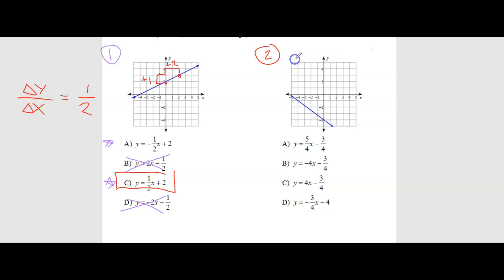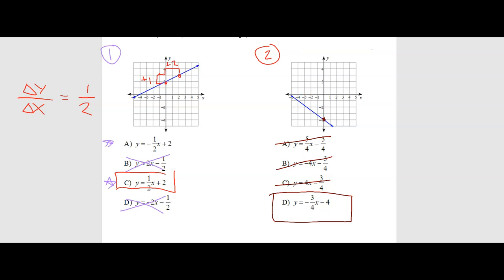Our y-intercept is -4, so we can eliminate A, B, and C. Well, if we can eliminate those 3 choices, we know that D has to be our correct answer. We can also check out the slope, though, to make sure it makes sense. We do have a slope that should be negative. We can think of somebody walking downhill. And we can also check to make sure that it is indeed -3/4.